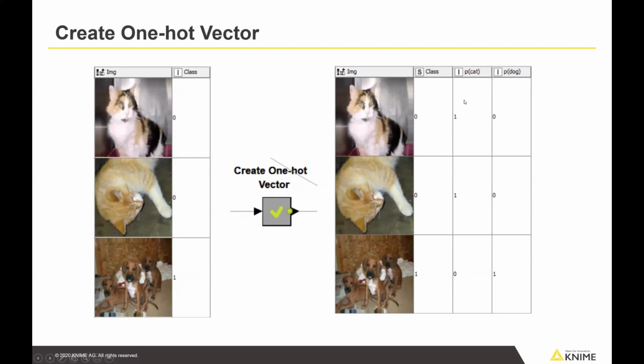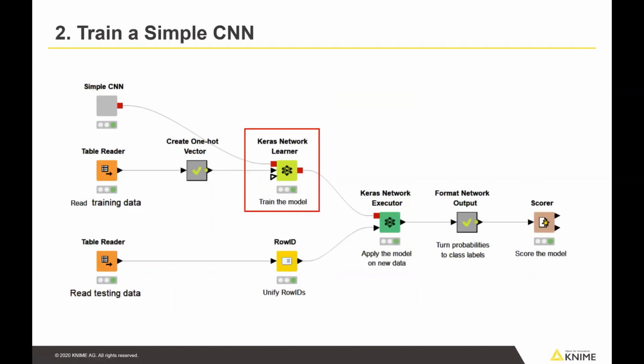Also, one thing to note here is that the order of the classes we have in the one hot vector also determines the order of the classes in the output of the network. So the first probability predicted by the network would correspond to the cat class, and the second probability would correspond to the dog class. After we read in and set up our training data and defined the network, we can use the Keras network learner to actually train it.